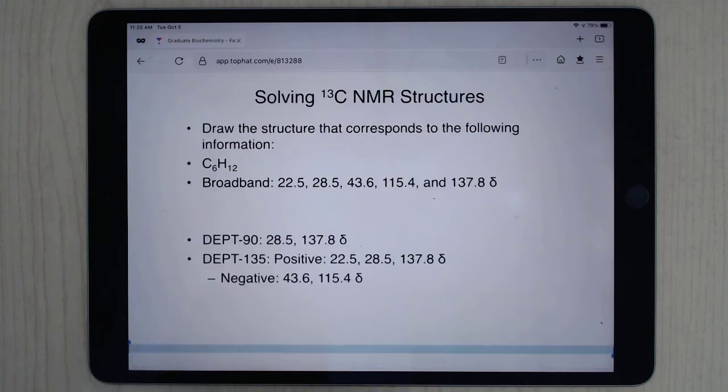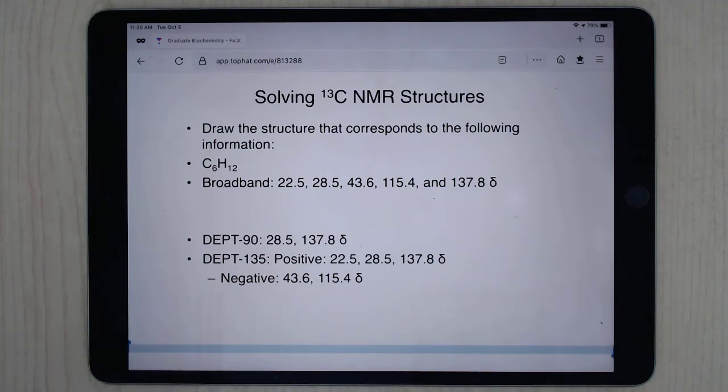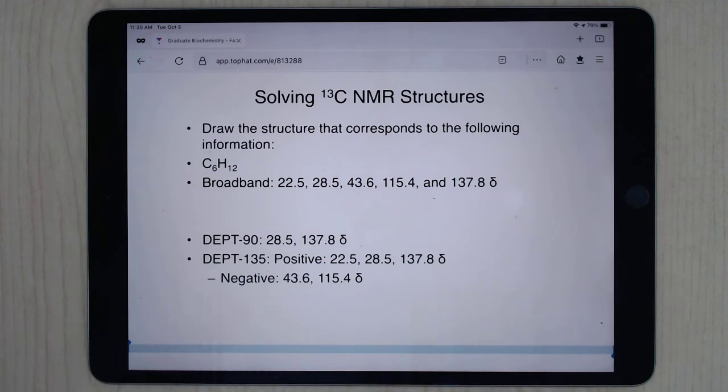Okay, so how are we going to solve this? How do I do this? The first thing to do is, this is how an experiment problem would look on the exam. You have the formula here. You've got your broadband, so these are all of the signals, and then you've got the DEPT-90 and the DEPT-135, both the positive and the negative. So these are the total signals, and these are what you get from the DEPT-90 and 135.